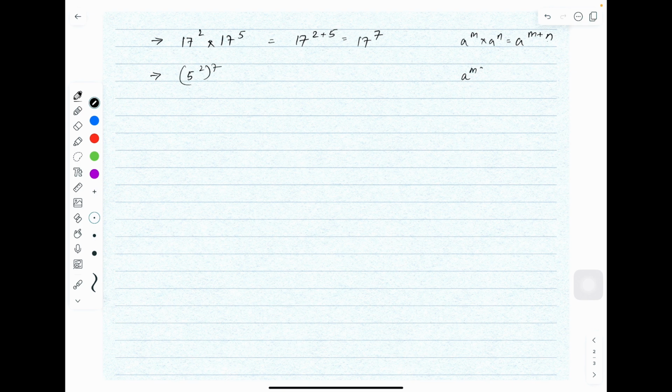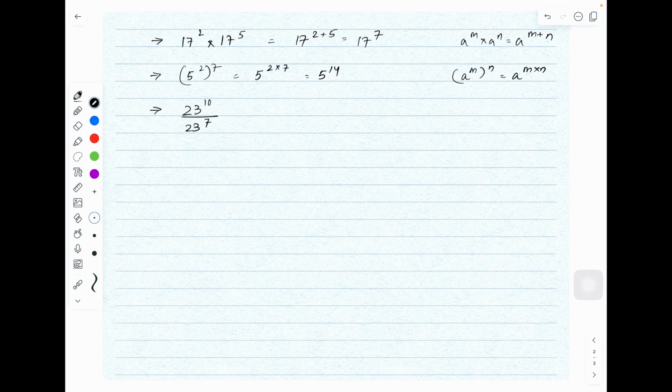It is of the form a to the power m, whole to the power n. We know it is a to the power m into n. So a is 5 here, m is 2 here, n is 7 here. So this is 5 to the power 2 into 7, that is 5 to the power 14 is the answer. Understood? Third question is 23 to the power 10 by 23 to the power 7.